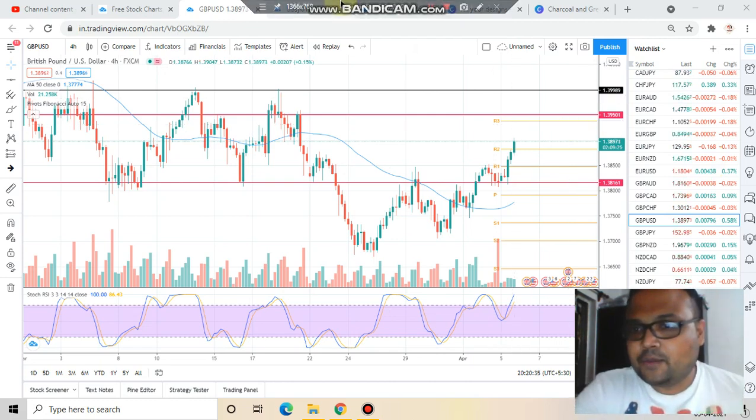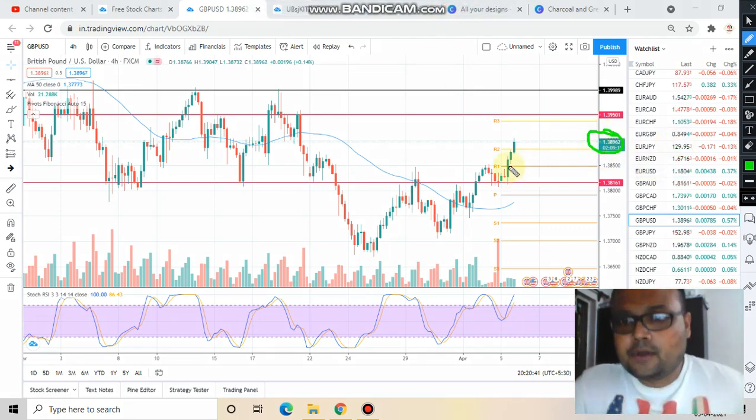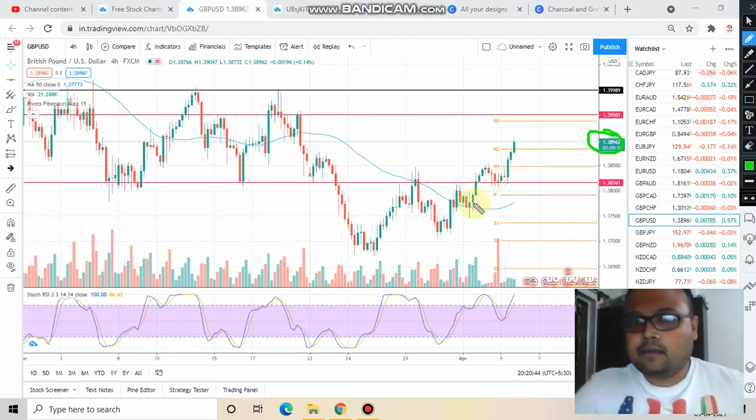Market is trading at 1.3896. Yes, this is the current market price, and as you can see right now, market is in uptrend. The beautiful thing is that market made a low here, took support, then market went up, came down, did not break the previous low, rather made a higher low, went up, came down, again made a higher low.